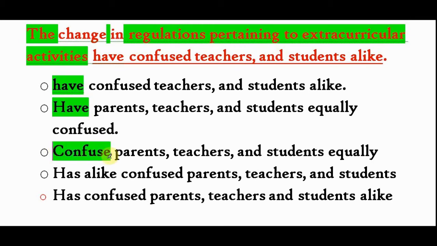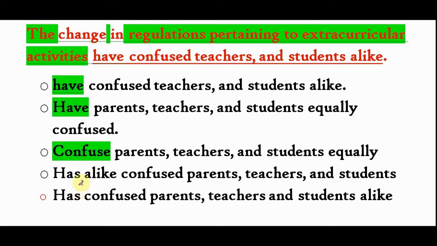Why C out? Because confuse is a plural verb. Remember, whenever we add S or ES to a verb, it becomes singular. When we do not use S or ES, it is by default plural. So for change, it should be confuses, but it is confused. So option C out. Now option D and option E.